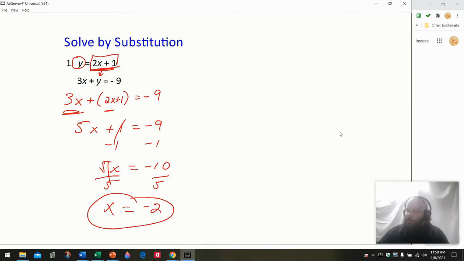Now, the thing is, though, if we go back up here to look at our original equations, and I'm going to erase this so we can look at both of those equations, they have a y and an x in them. And so a solution to the system is actually an ordered pair, x, y. So we have found what the x is. We found that x is negative 2. We now need to figure out what y is.